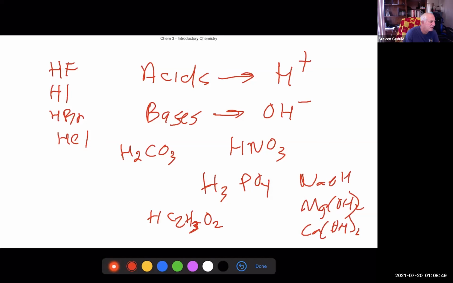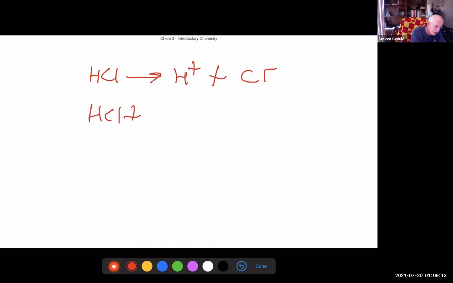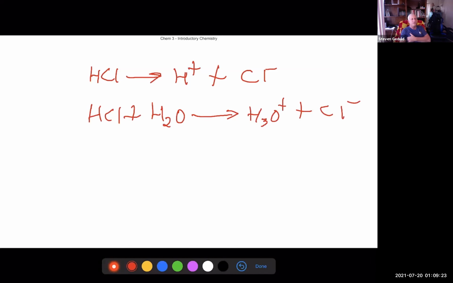Dissolves in solution. You'll see it written different ways. Still means the same thing. You'll see it written with water. Let's say hydrochloric acid goes to H+ plus Cl-. You'll also see it written dissolving in water, which is just a shortcut word. HCl plus water, because it dissolves in water, goes to H3O+ plus Cl-. Those are the exact same things.